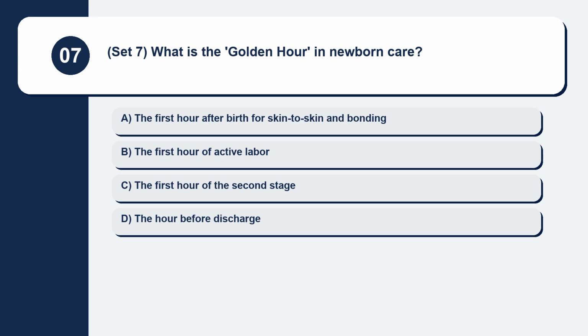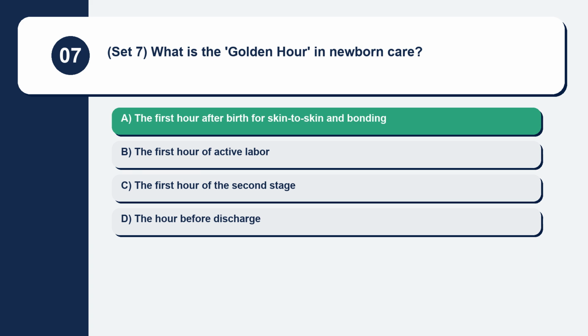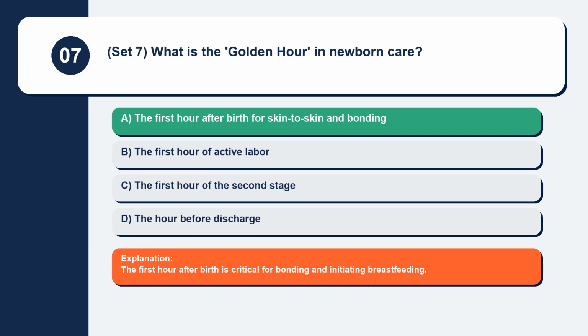Question 7. Set 7. What is the golden hour in newborn care? The first hour after birth for skin-to-skin and bonding, the first hour of active labor, the first hour of the second stage, the hour before discharge. The first hour after birth is critical for bonding and initiating breastfeeding.